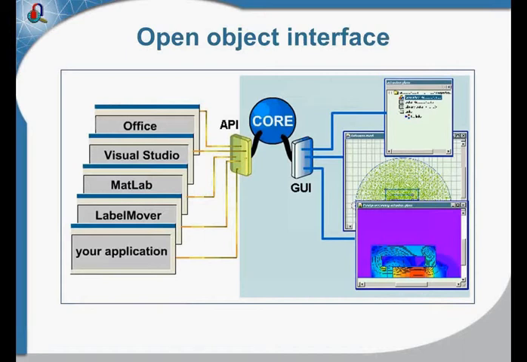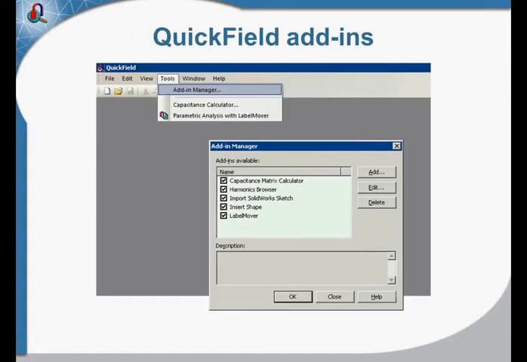PowerPoint picture import automation is the job for one of three utilities which we will show later today. External procedures may be written in Visual Basic for Applications, which is part of Microsoft Office. You may use MATLAB, you may use Visual Studio, you may use plenty of different programming systems. Some QuickField components are also based on this technology. For example, the parametric analysis tool Label Mover is an external application. It's not a QuickField core.